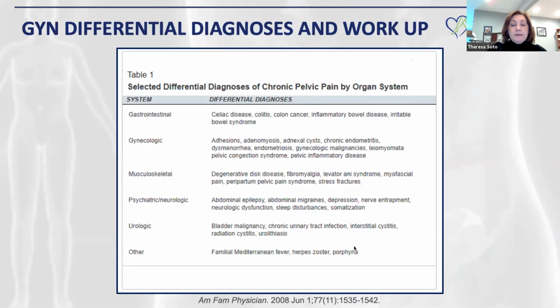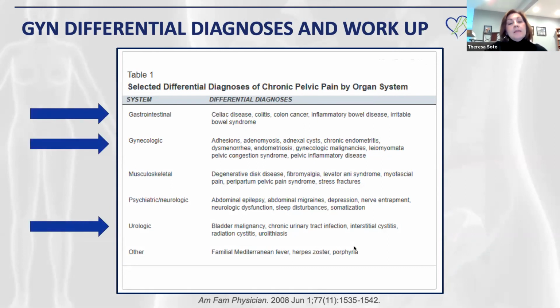This is the American Family Physicians more whittled down list of their workup of chronic pelvic pain. They have the usual suspects, right? The GYN, the GI, the uro. They put this in here too, pelvic congestion. And from all of the years that I spent training and working as a resident and as a clinician, pelvic congestion syndrome has been a wastebasket term.